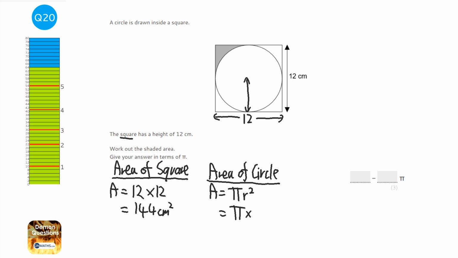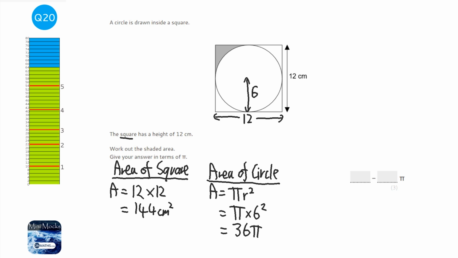Now the circle has the same diameter as the square's height. So the radius is half of that, so it's going to be 6. So it's going to be pi times 6 squared. 6 squared is 36, and we write that as 36 pi.